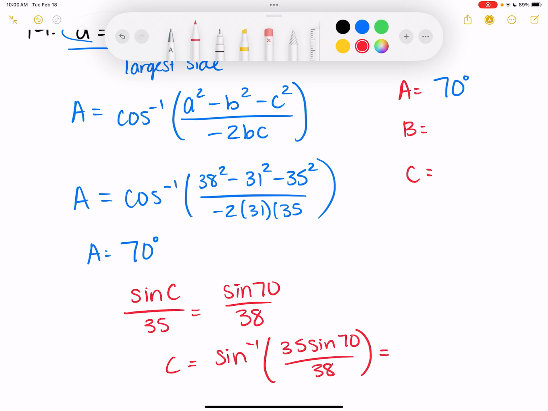Okay, so we need a stop sign so we know 35 sine 70 over the side of C equals 60. Which means that C is 60.